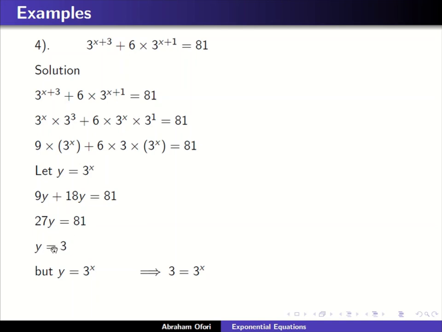Then we get y is equal to 3. But you are saying that y is equal to 3 to the power x. This means that this our y here, 3, is equal to 3 to the power x. Because the y that we calculated wasn't what we were supposed to find. We were supposed to find x. And now we are saying that y is equal to 3 to the power x. So after finding your y, substitute your y into this equation to get 3 to the power 1 is equal to 3 to the power x.